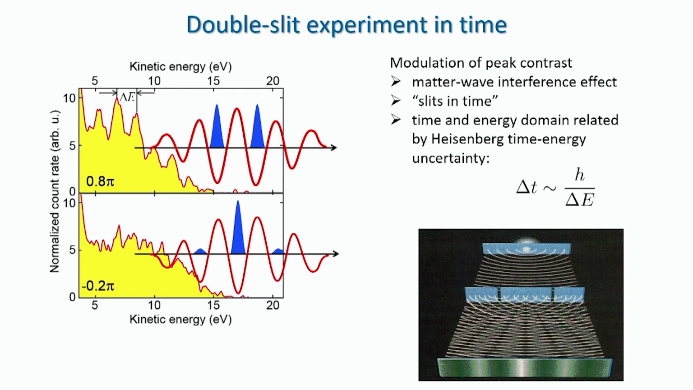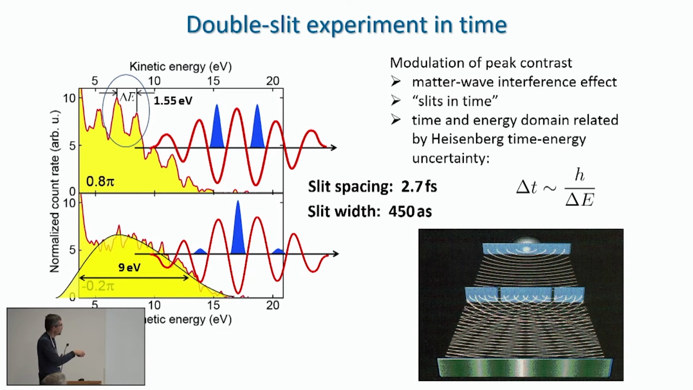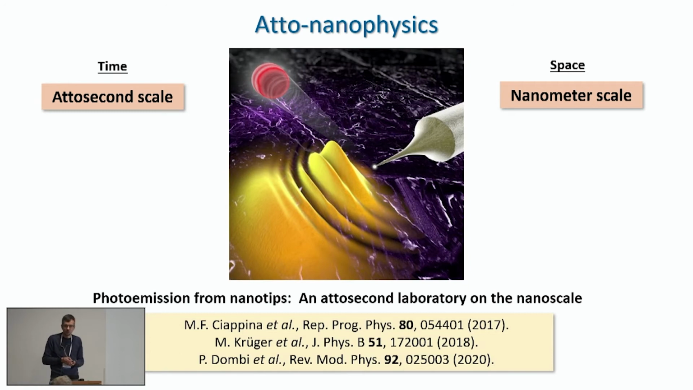And by looking at the spectral interference that we see here, we can also estimate the temporal characteristics here. The spacing of these peaks is the photon energy, actually. And this means that the slits are spaced by 2.7 femtoseconds. So we get one emission per optical cycle. And the duration of those slits emission can be estimated from the width of this energy spectrum here. And that's approximately 450 attoseconds. So here we really have achieved, using laser pulses, a control of electron emission on the attosecond time scale. And because we also use nanotips and the electrons come from a very tiny area, we really were able to achieve control of electrons on the attosecond time scale on the nanometer length scale.